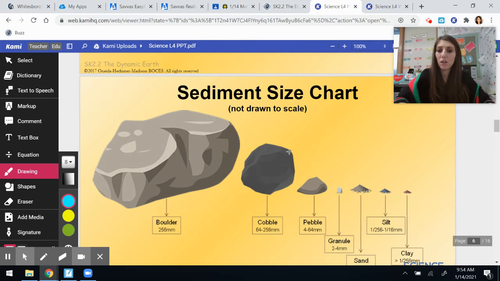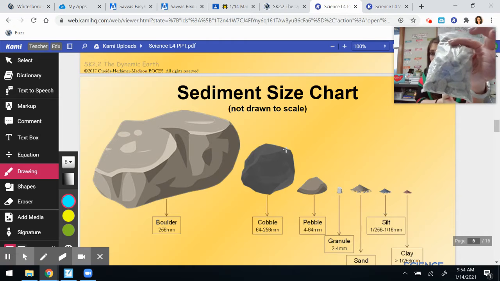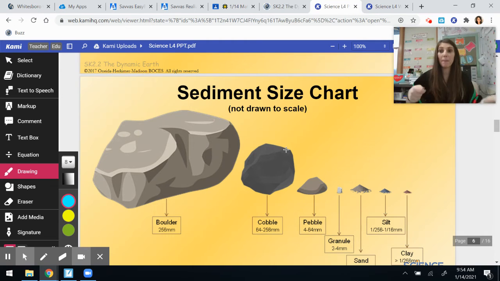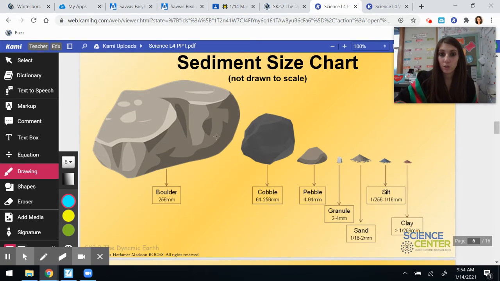Then we have a cobble. A cobble is maybe like a rock that you could pick up with your hands. Still pretty big and still a little heavy. And then you have a pebble. These rocks here look like they might be some pebbles. They're small. A pebble is something you could skip across the water. And then you're getting smaller. Do you see how we're going smaller and smaller?